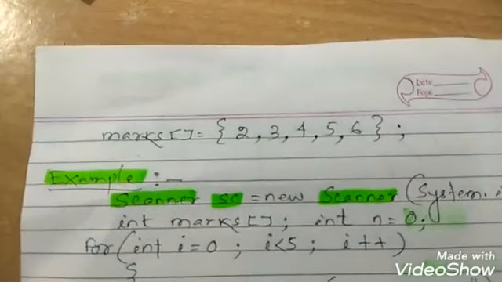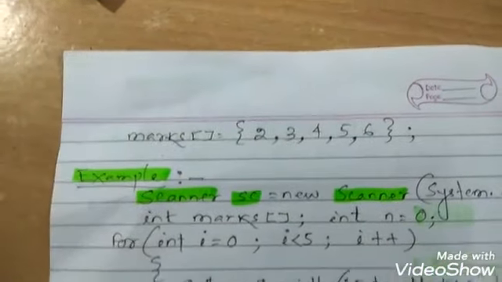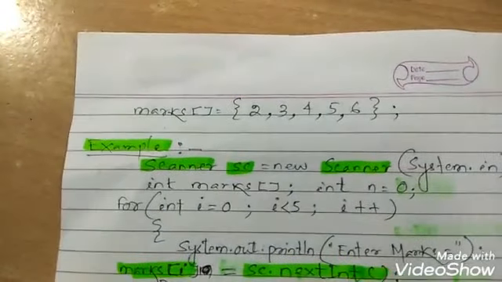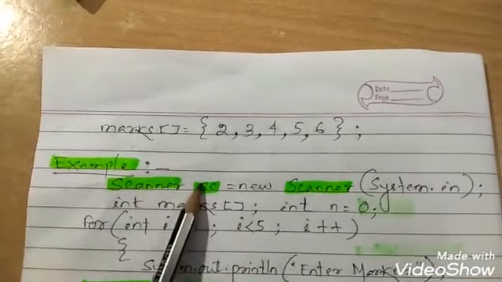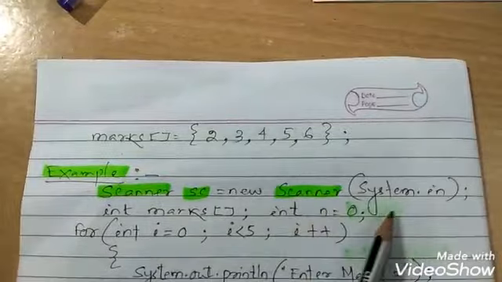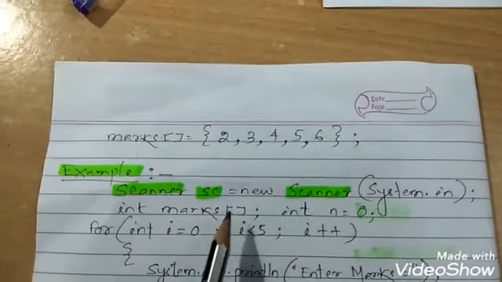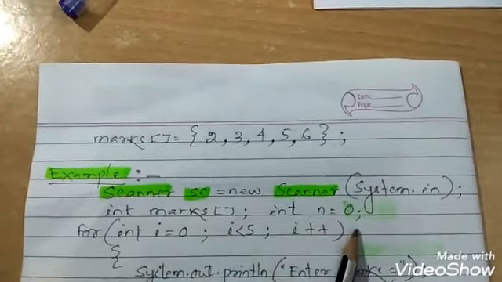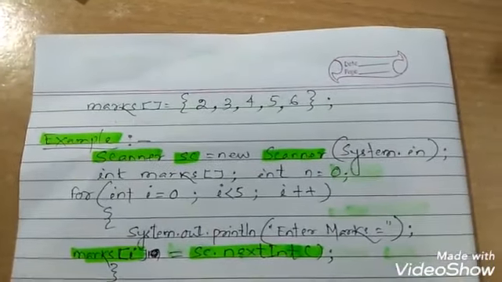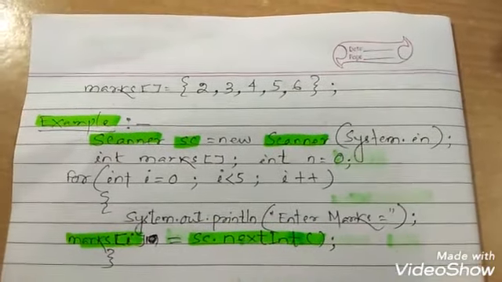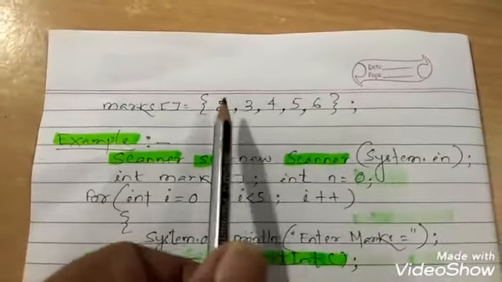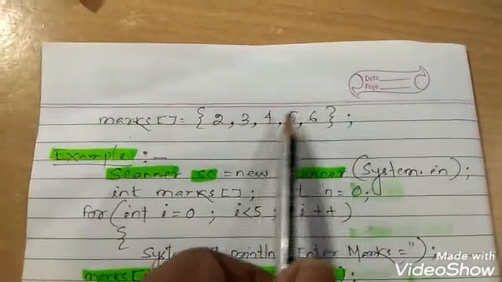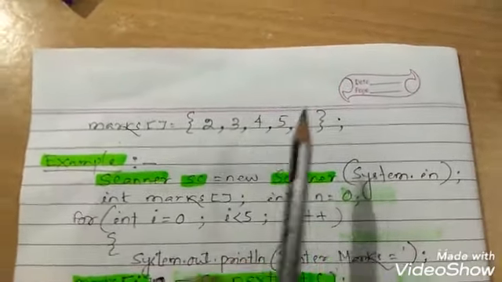Okay. So exactly like that, let us use the scanner class and try to store. Scanner sc = new Scanner(System.in); int marks[]; int n = 0. In the previous example, n was 2, but here n equal to 0. In the previous example, you can see serial numbers were stored: 2, 3, 4, 5, 6.